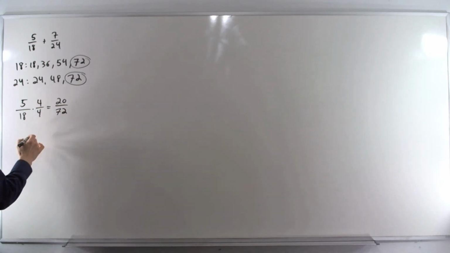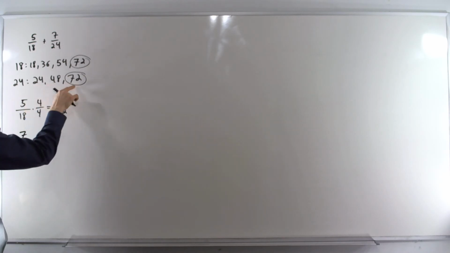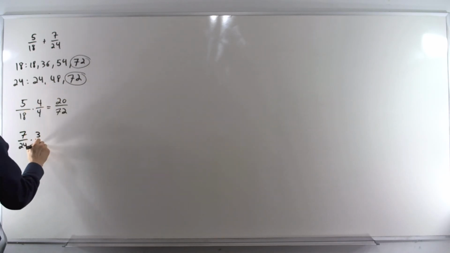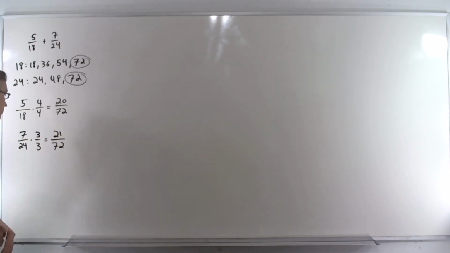Now we'll do the same thing for 24. All right, we got 7 over 24. And we're going to multiply by 1, 2, 3, the third multiple, so that is 3 over 3. So we get 21 over 72. All right, so there's our two new fractions.